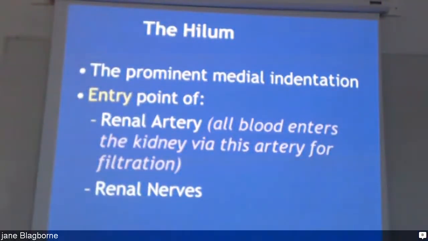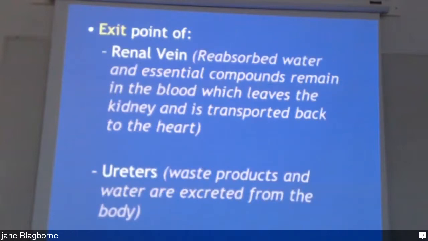And the significance of the hilum is that it's the entry point of the renal artery and the renal nerves. So that's where they all come in. The exit point is the renal vein and the ureters. And you can read that. All blood goes through the kidneys, and it has to go through the filtration system. It's not really filtered anywhere else other than the liver, but it all ends up going through the kidneys.